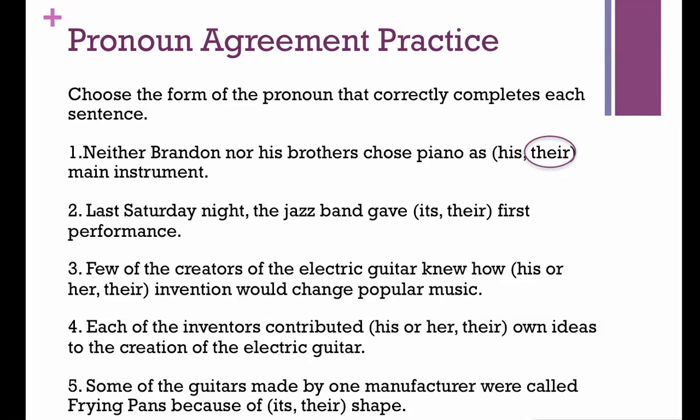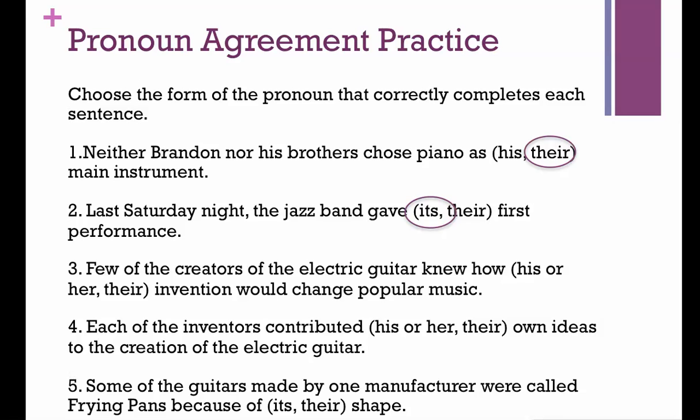Number 2, last Saturday night, the jazz band gave its or their first performance. We have an example of a collective noun. Ask yourself, are the members of the band performing together as a unit or are they acting individually? Here the performance would be one performance. They're performing as a unit. Therefore, we need the singular form of the pronoun, its.